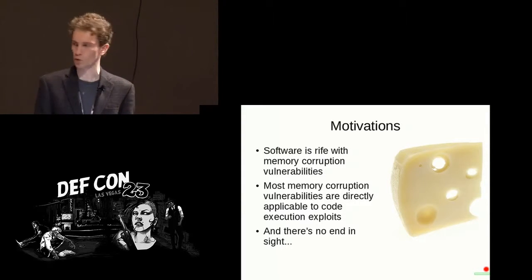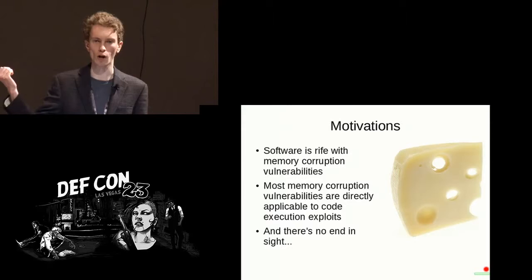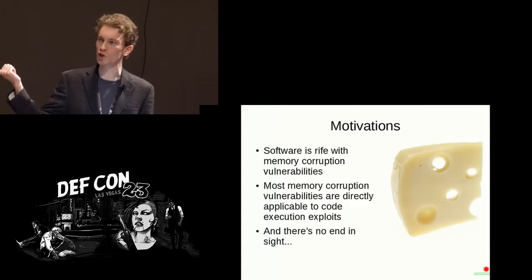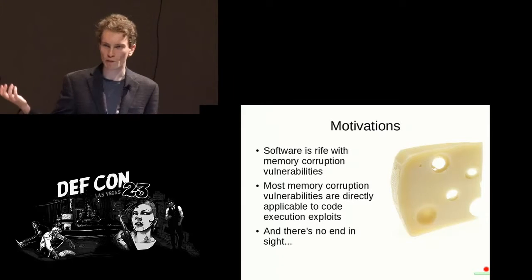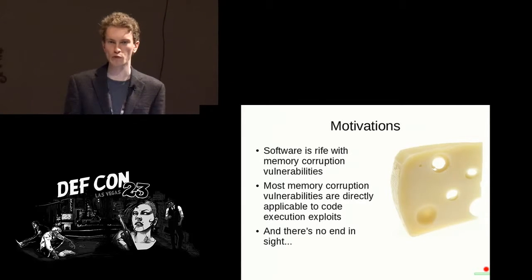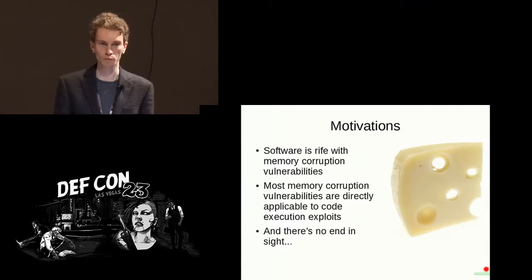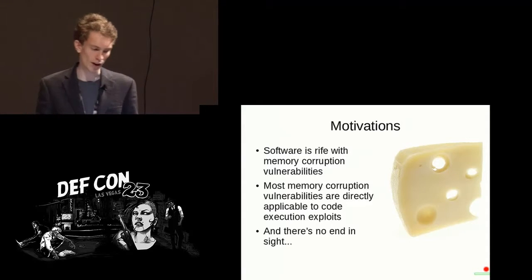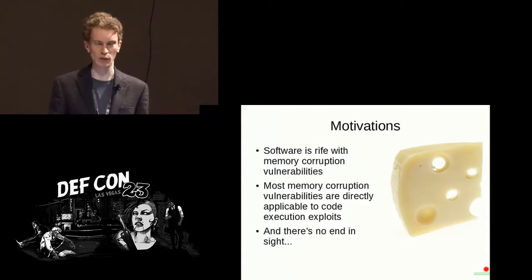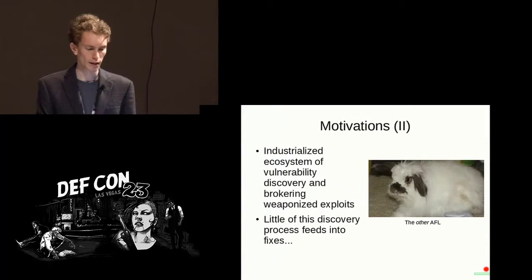So some motivations. One of the things that really bothers me is software today looks a lot like this. It's a frickin' Swiss cheese of vulnerabilities, and a lot of them are memory corruptions, and very, very many of those vulnerabilities are useful for remote code execution exploits. And we've been trying to solve this problem for 20 years, and it doesn't seem like we're any closer. The end doesn't seem to be in sight.